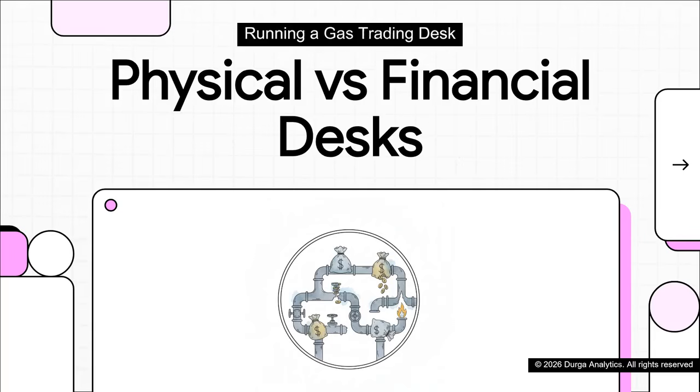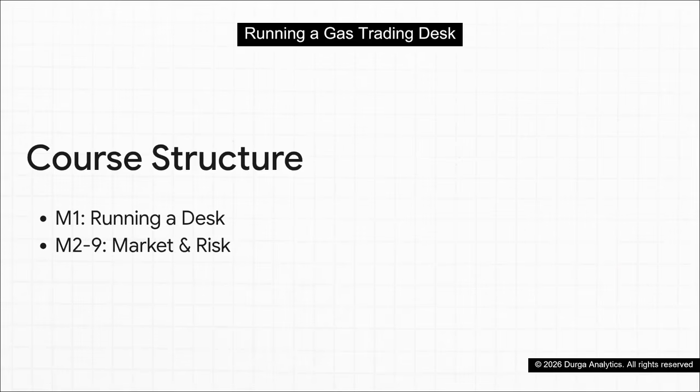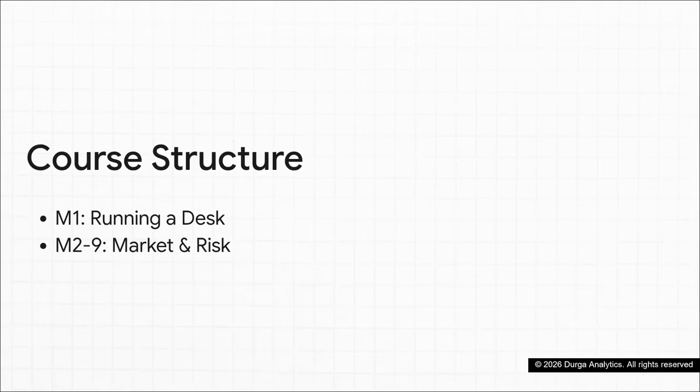Just as a quick reminder, this course covers the whole shebang, from market structure all the way to desk leadership. Today, we're jumping right into Module 1, Chapter 2, Physical versus Financial Gas Desks. Our master program is a sequenced journey across 9 modules and 120 chapters. Right now, we are firmly grounded in Module 1, focusing on the foundational accountabilities of running a gas desk that actually survives and makes money.